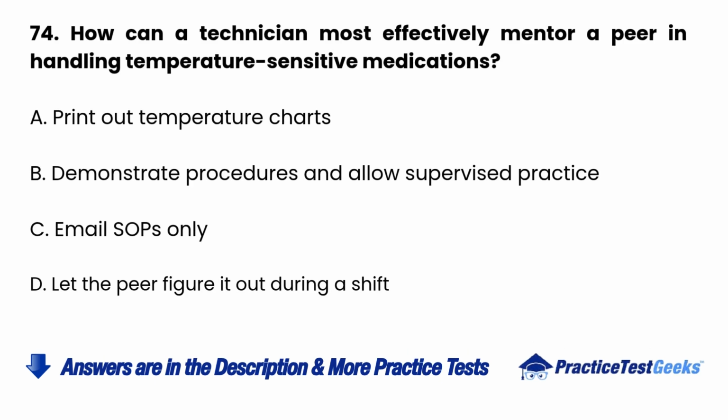74. How can a technician most effectively mentor a peer in handling temperature-sensitive medications? A. Print out temperature charts. B. Demonstrate procedures and allow supervised practice. C. Email SOPs only. D. Let the peer figure it out during a shift.